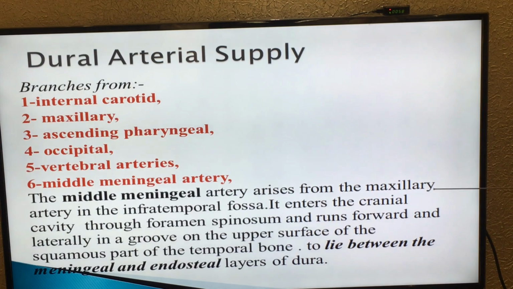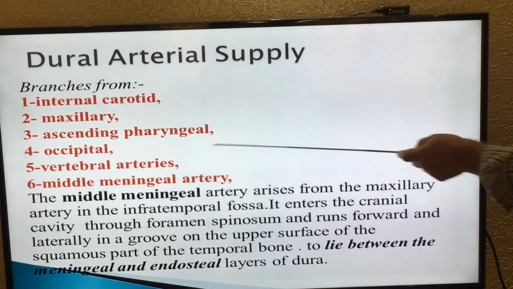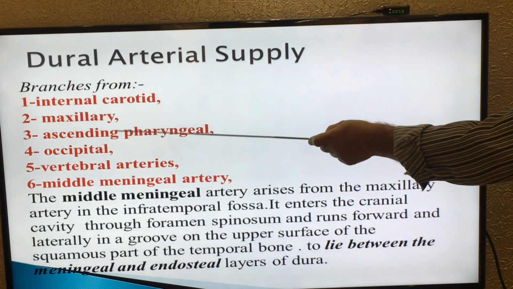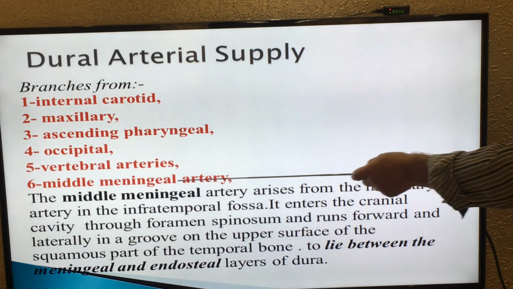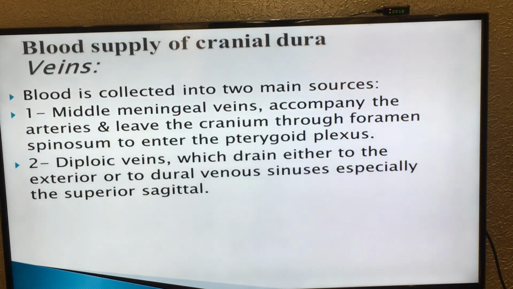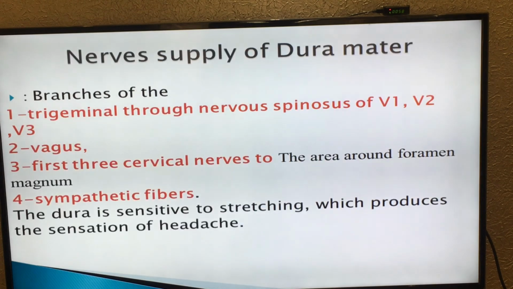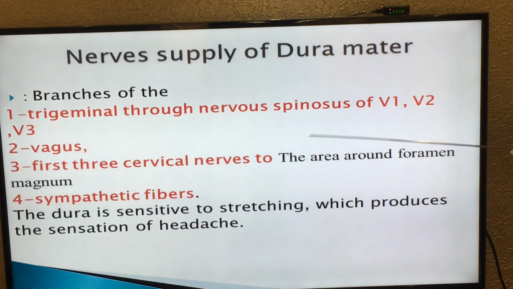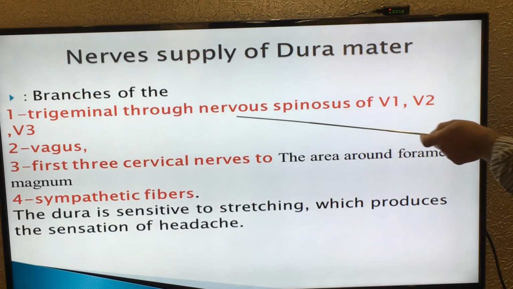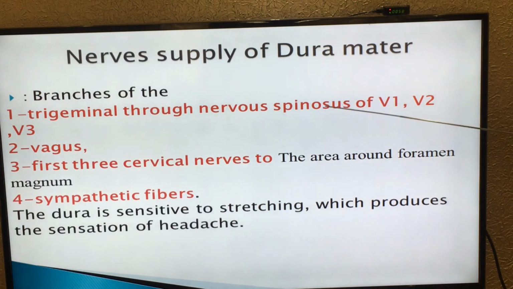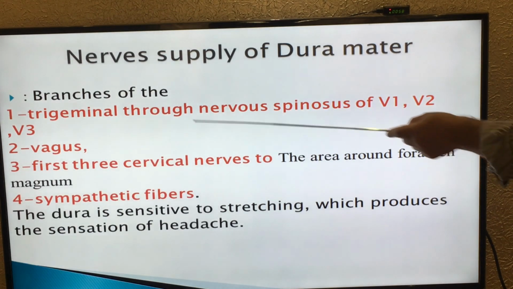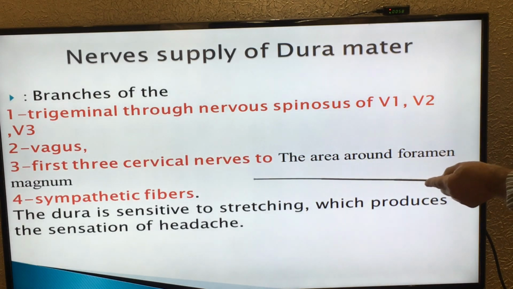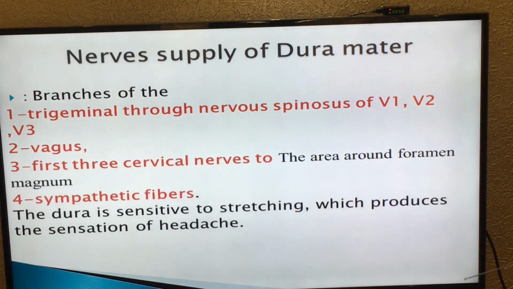What about the arterial supply of the dura? Coming from internal carotid artery, from maxillary, ascending pharyngeal, occipital, vertebral, and middle meningeal artery. The nerve supply of dura mater, coming from trigeminal nerve. You remember the trigeminal nerve is sensory to the face, and vagus, and the first three or upper cervical nerves and sympathetic fibers.